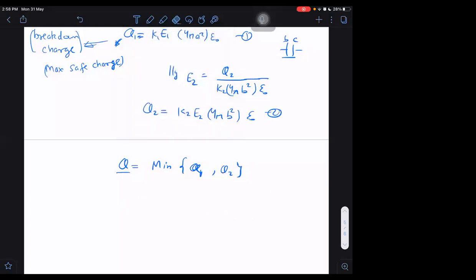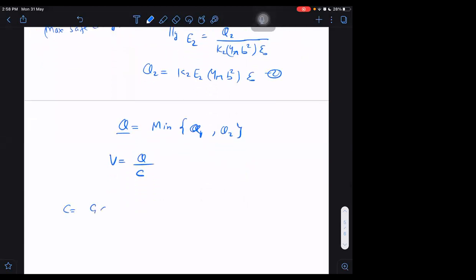Anyway, let us say they are asking the voltage. So what is the voltage? Q by C effective. What is C effective? Series, sigma 1 by C, with 4 pi epsilon naught.